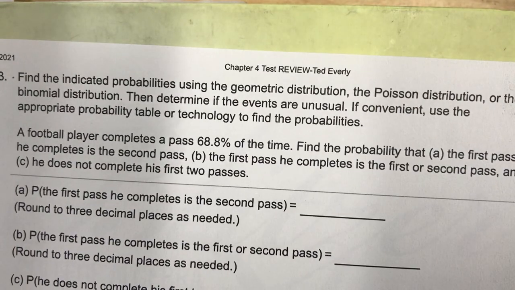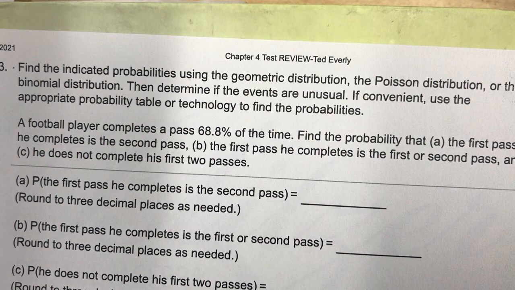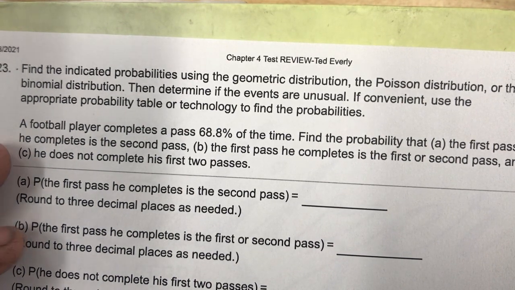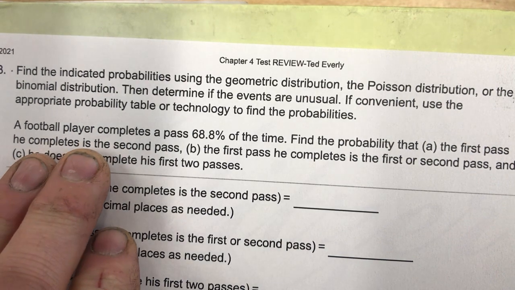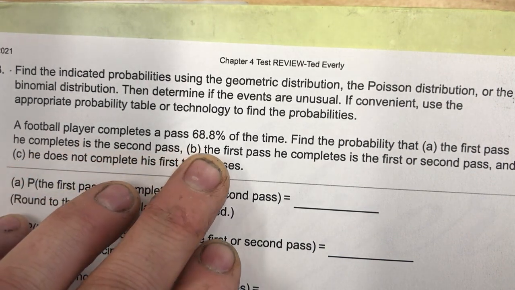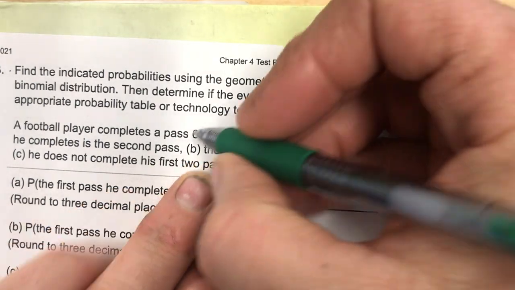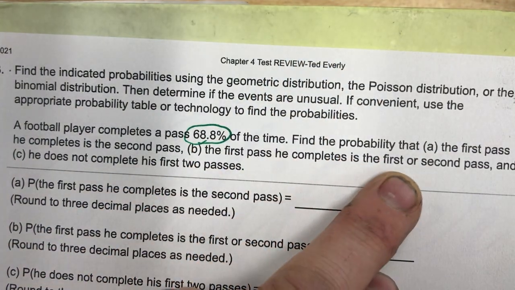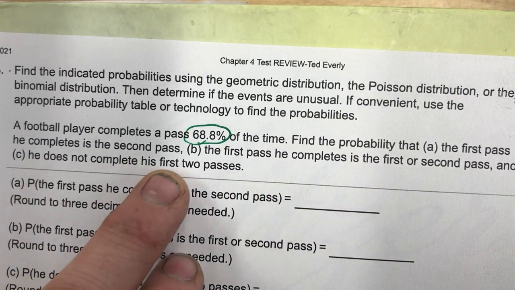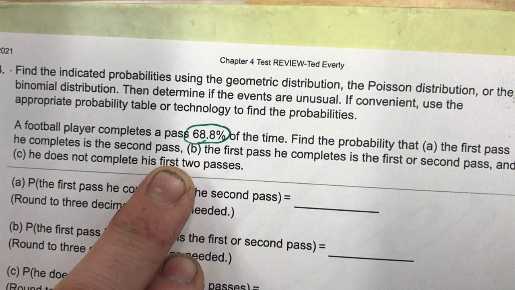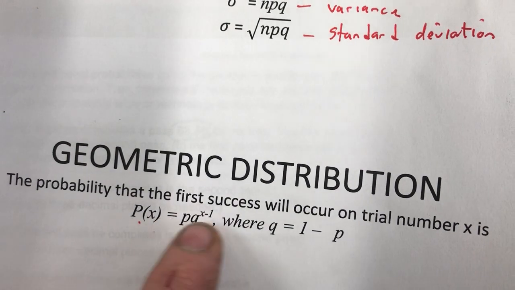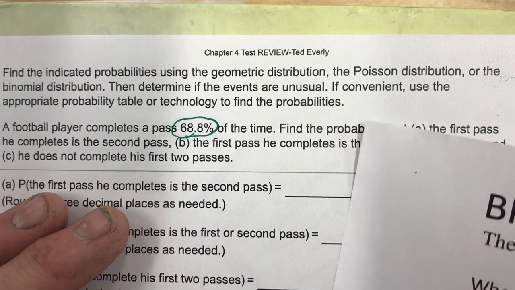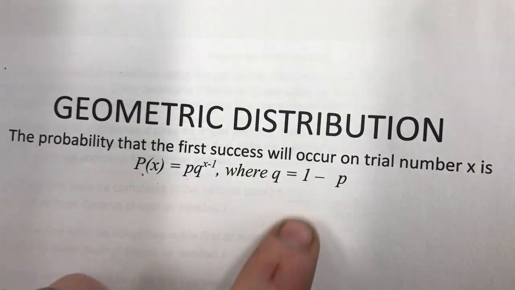Okay, now this is the last problem here. A player completes a pass. No, this is not binomial. He completes a pass 68.8% of the time. Find the probability that the first pass he completes is the second pass. That's geometric. The first success is on the second pass.